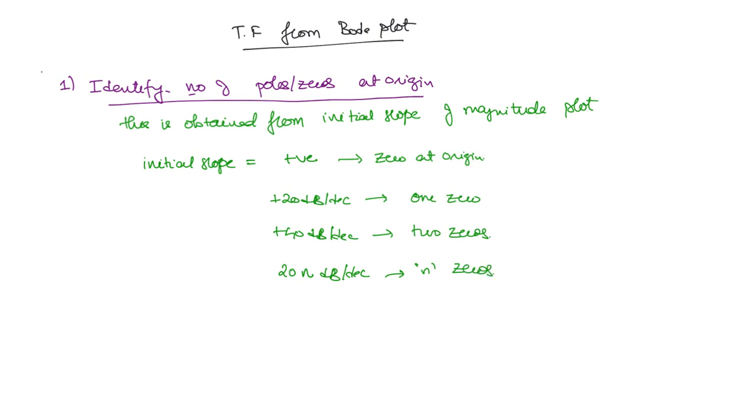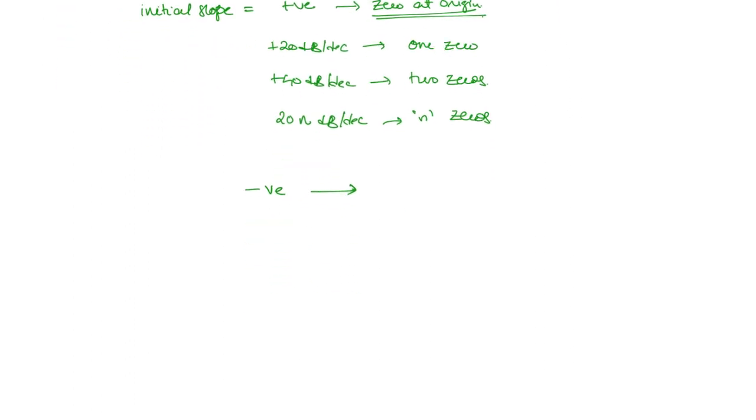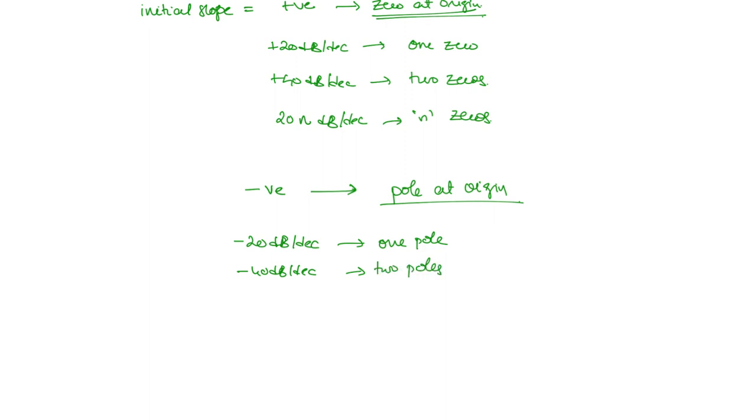What about if the slope is negative? If the initial slope is negative, then it means that there will be a pole at origin. If it is minus 20 dB per decade, there is only one pole at origin. If it is minus 40 dB per decade, there are two poles at origin. So in general, minus 20n dB per decade will give you n number of poles.